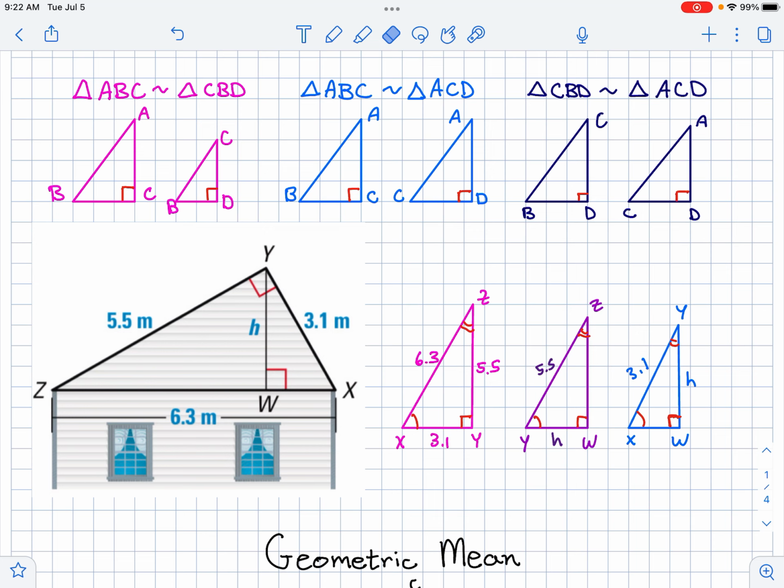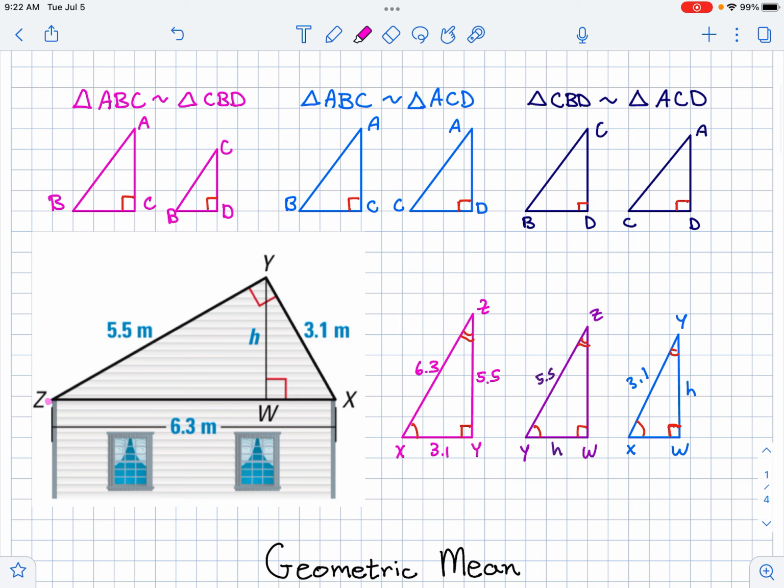Let's suppose we have a triangle here. There's a context here. There's a house. And we've got this big triangle, and we've got an altitude here. Now, what we want to do is find h. We want to find the height. So here's what I want to do: I want to take this thing apart, because I want to see which sides correspond to which sides.